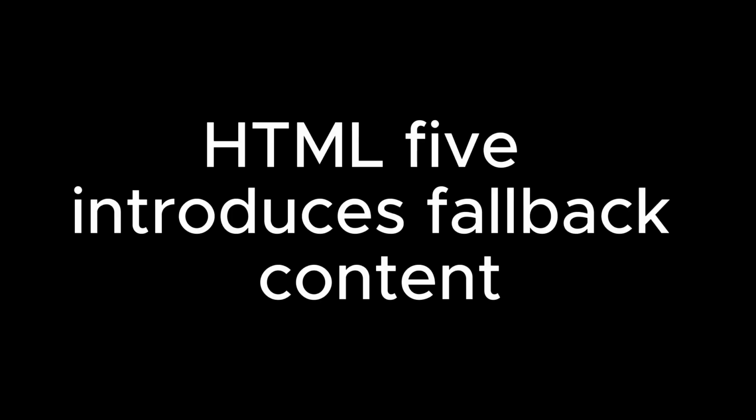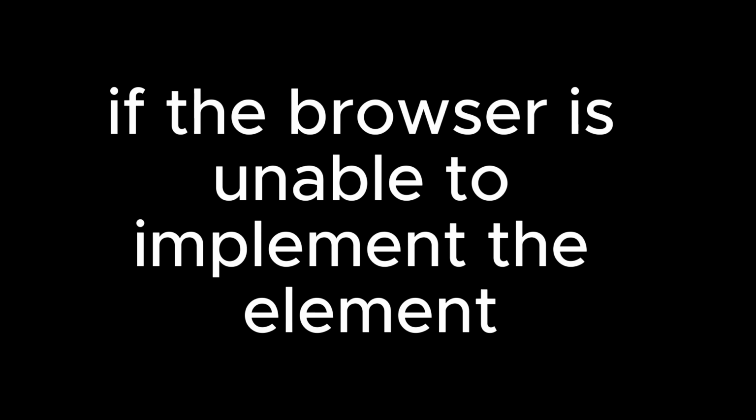Question 5. How does HTML5 handle content that cannot be understood by the browser? Answer. HTML5 introduces fallback content. This is content that will be substituted for the element's content if the browser is unable to implement the element.